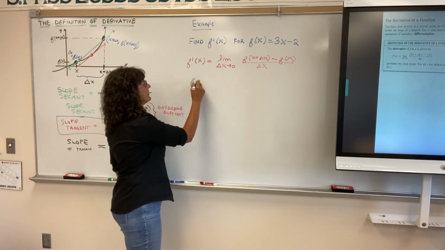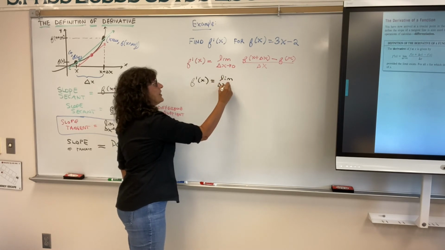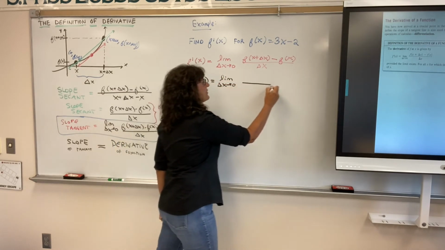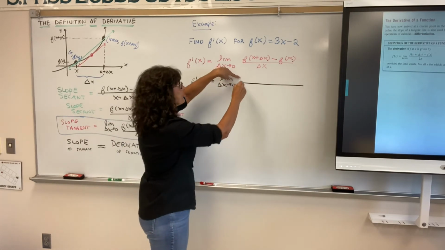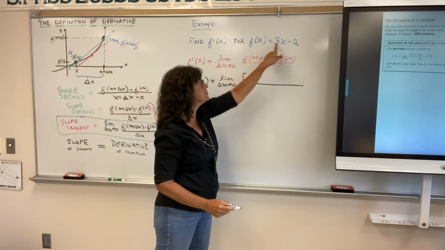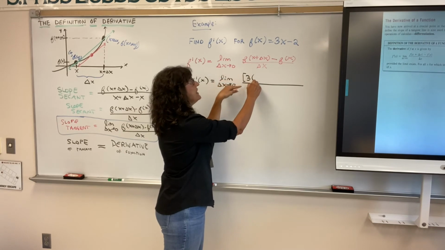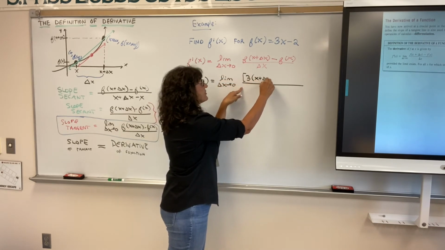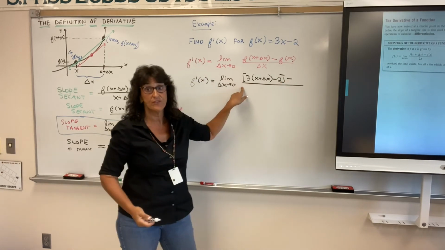So our derivative is the limit as delta x goes to 0. What do we have here in the numerator? f of x plus delta x. Let me put it in grouping symbols here. I want to take my function and replace the x's with x plus delta x. So 3 quantity x plus delta x, quantity minus 2. There's f of x plus delta x.